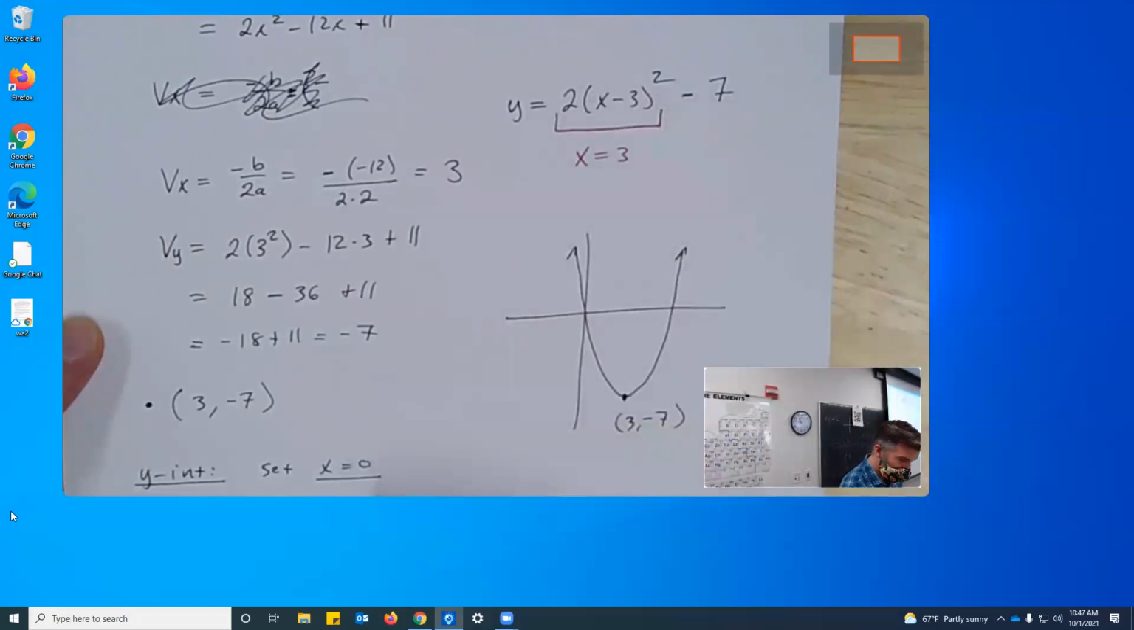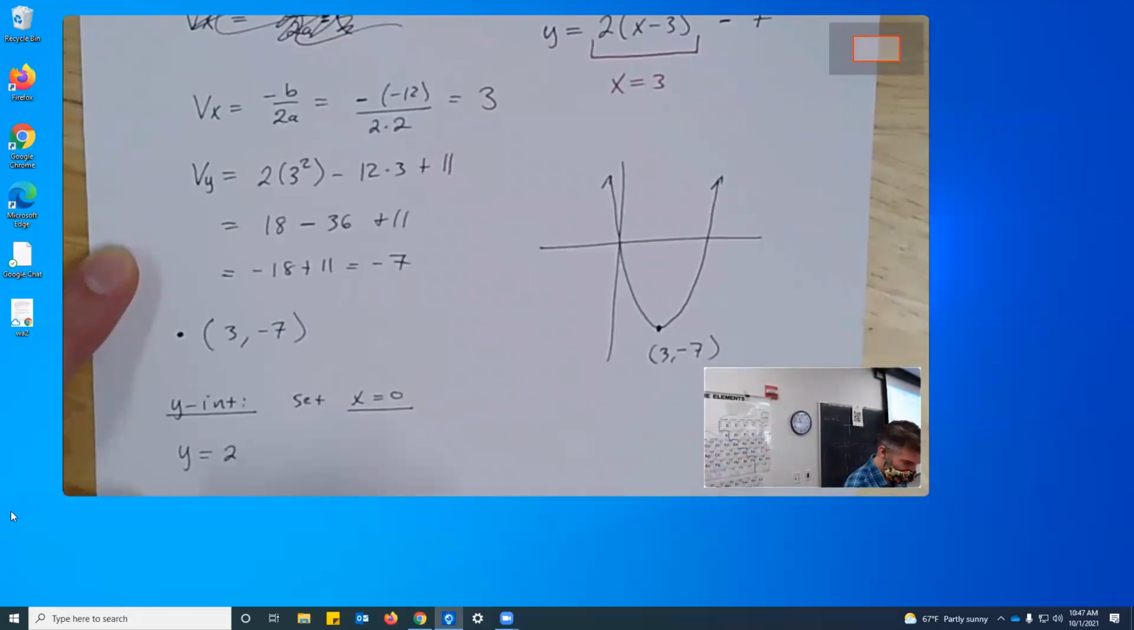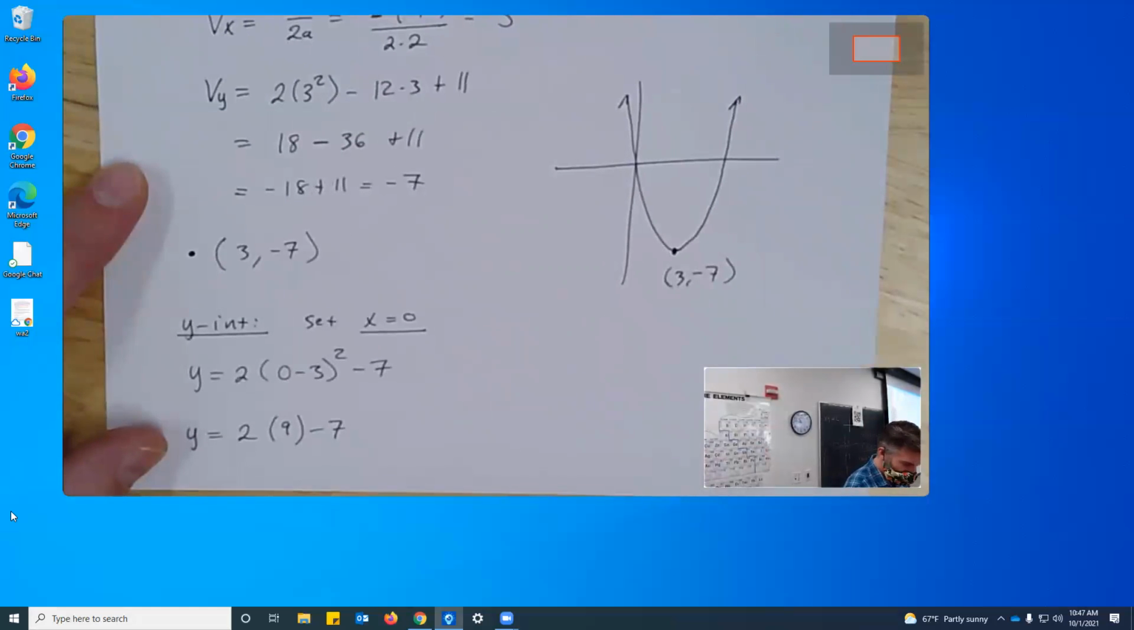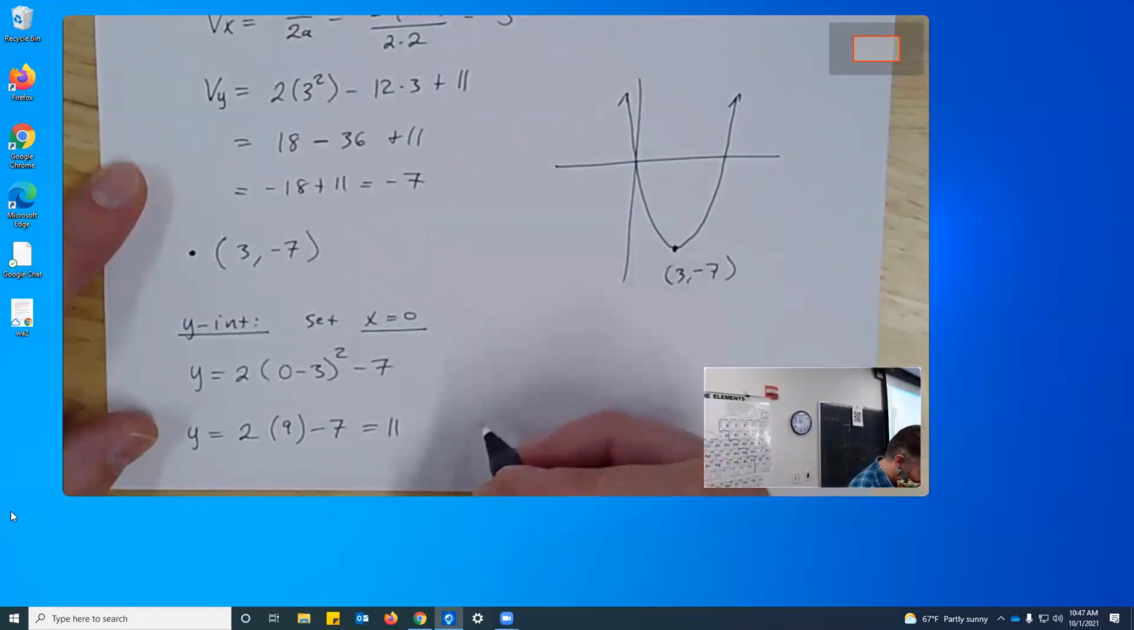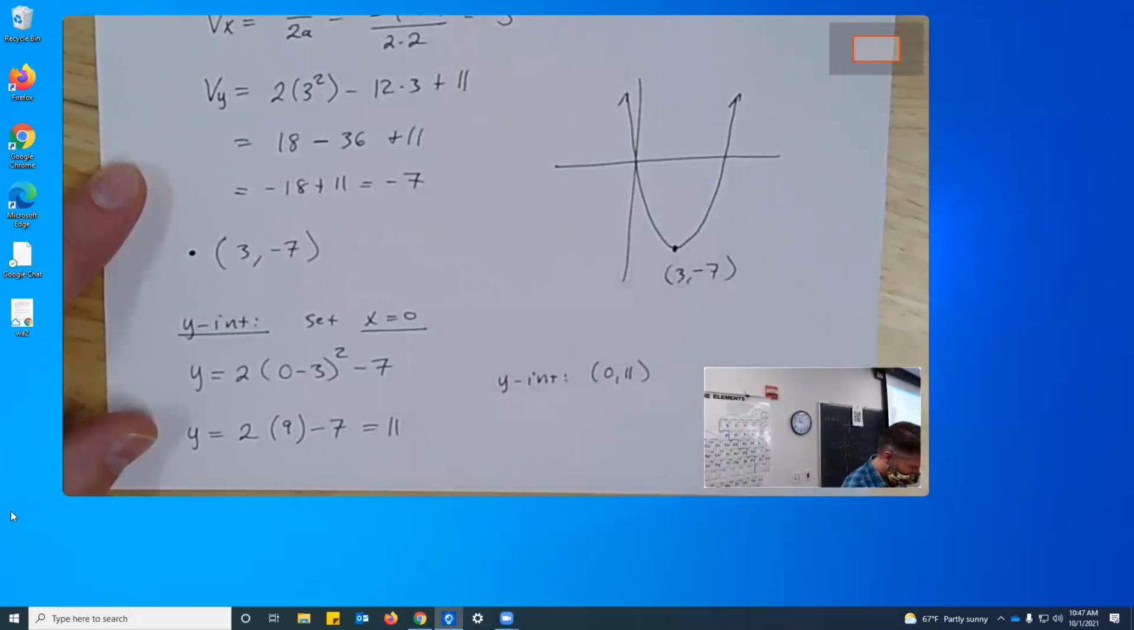So if we set x equal to 0, we're going to get y equal to 2 times 0 minus 3 squared minus 7. And that's going to be negative 3 squared is 9. Yep. And 2 times 9 is 18 minus 7 is 11. So my y-intercept is the point 0, 11.